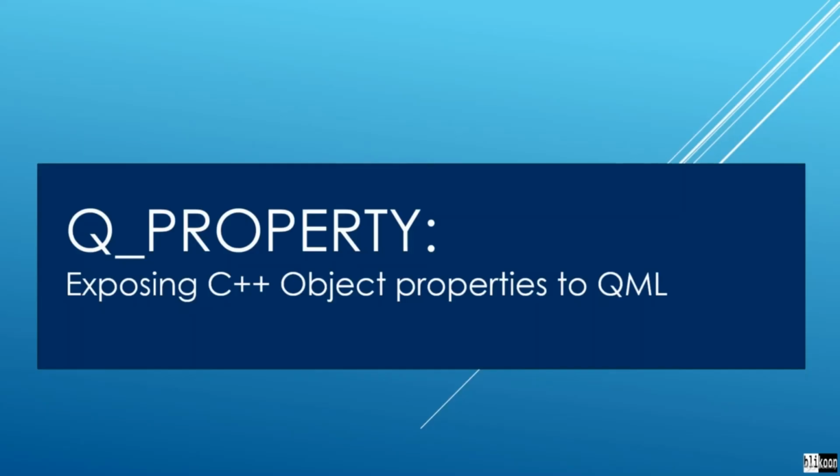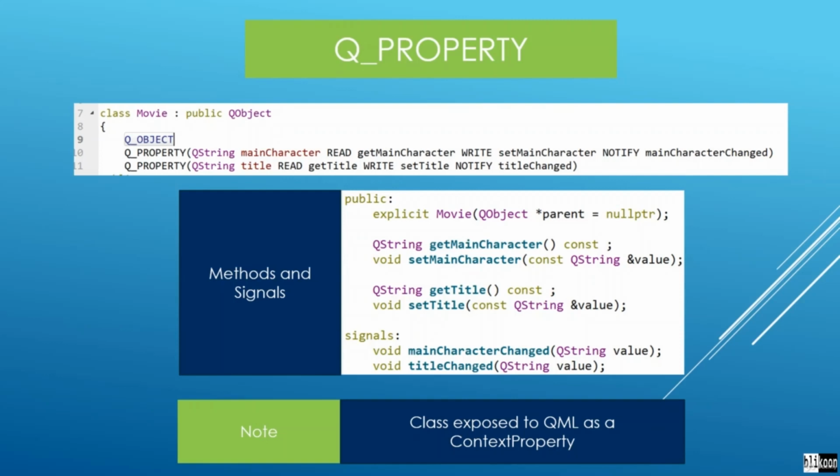In this lecture, we're going to see how to use Q property to propagate changes automatically between C++ and QML. So far, what we've been able to do to transfer data between C++ and QML is one, to be able to call a C++ method from QML, and two, to be able to capture a C++ signal in QML. In this lecture, we're going to make things flow more automatically.